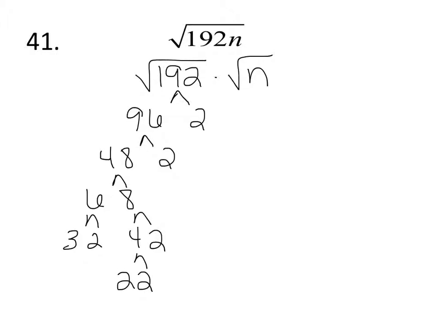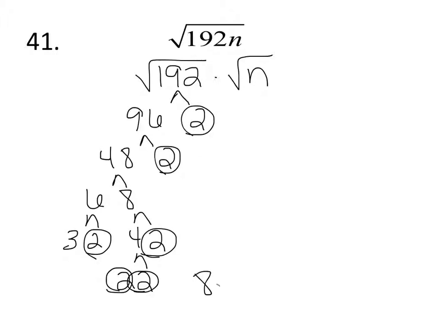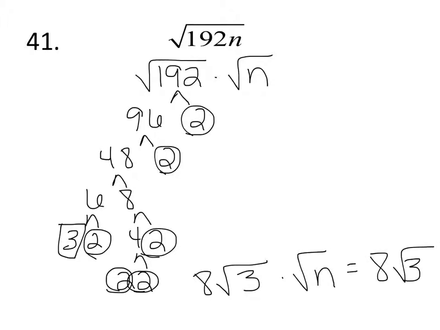So now we're looking for sets of 2 to take out front. So I have 1 here, 1 here, and 1 here. So 2 times 2 is 4, times 2 is 8. And then all that's left is a 3. So it's square root of 3. Times, I still have the square root of n, can't do anything with that. So my answer is 8 square roots of 3n.